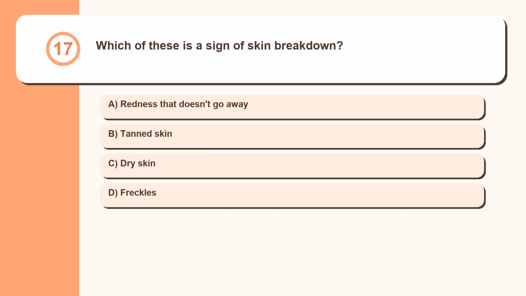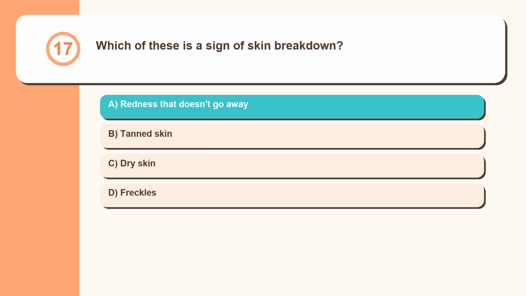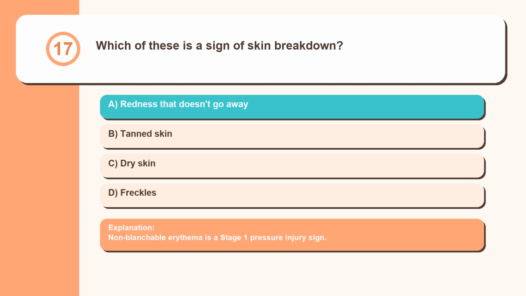Question 17. Which of these is a sign of skin breakdown? Redness that doesn't go away. Tan skin. Dry skin. Freckles. Non-blanchable erythema is a stage 1 pressure injury sign.